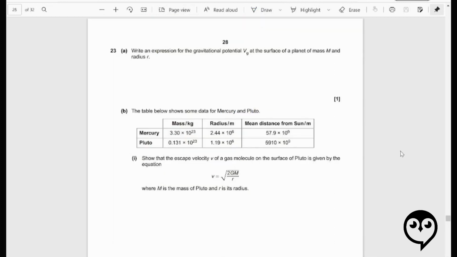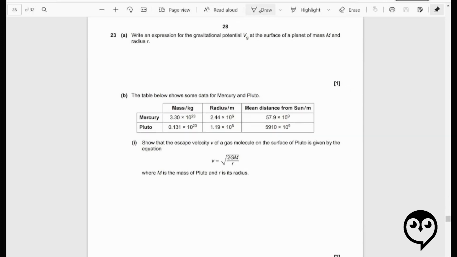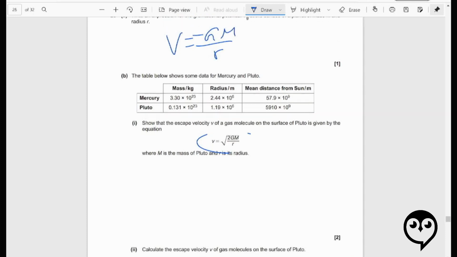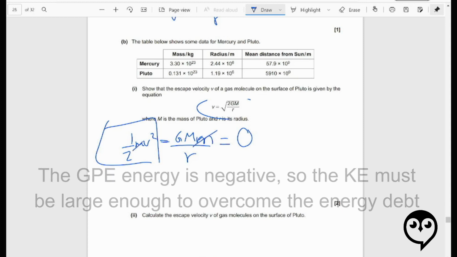Okay, and this is an OCR, paper 1 of the Physics A. This is the modeling physics one. Write an expression for the gravitational potential. We know it's this. Okay, and show that the escape velocity will be given by this equation. Remember, we've done this a few times now. The kinetic energy plus the gravitational potential energy, so the GM over r times the little m, is going to be equal to 0 at the end. It's about paying off the energy debt. What kinetic energy is required to replenish this negative energy that has been established as an energy well? And if you rearrange, you get that expression.